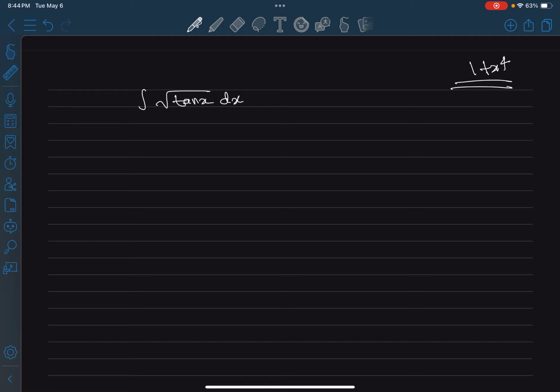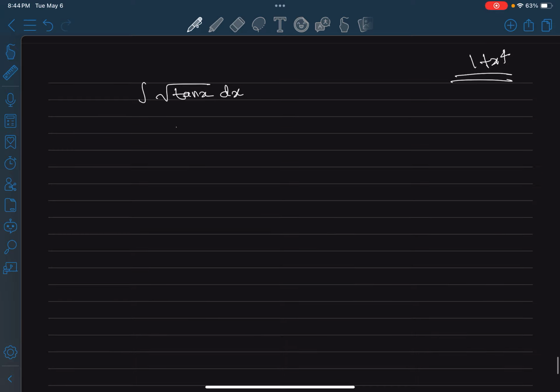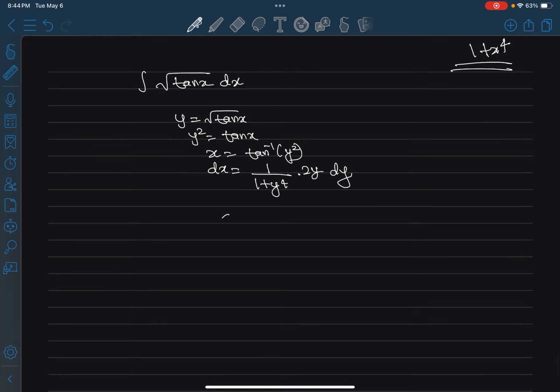We first will try to translate this to just algebraic terms, without these trigonometric terms. So for that, if you make a substitution that y is root tan x, you will get y squared equals tan x, and x equals tan inverse y, right? And then dx will be equal to, sorry, this is y squared, right? And then dx will be equal to 1 by 1 plus y to the power 4 times 2y dy, right? So that gives us dx equals 2y by 1 plus y to the power 4 dy.